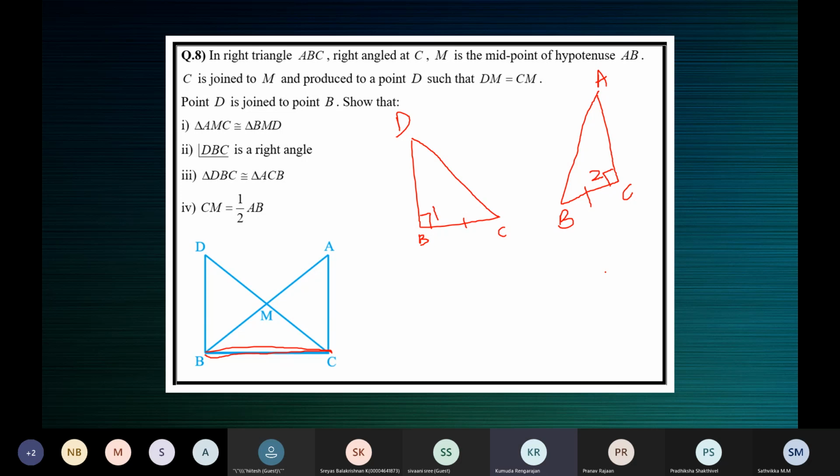Both are right triangles. Can we use RHS? To use RHS, what is that information which you need? Do you have R for right angle? We have it. Angle 1 is equal to angle 2 is equal to 90 degrees. Then H. H is hypotenuse. Which is the hypotenuse in the first triangle, DBC? DC is the hypotenuse. Which is the hypotenuse in the other triangle, ABC? AB. Do you know that the hypotenuse DC is equal to the hypotenuse AB?